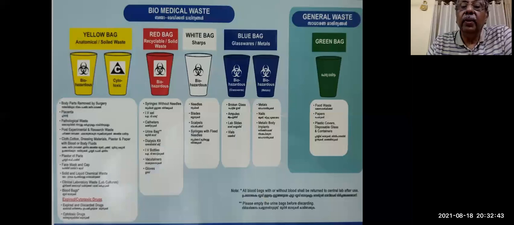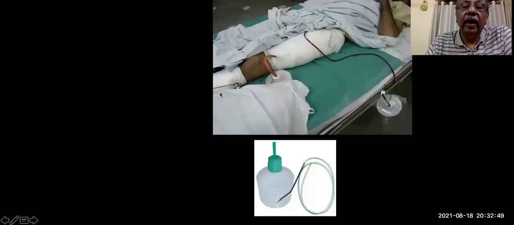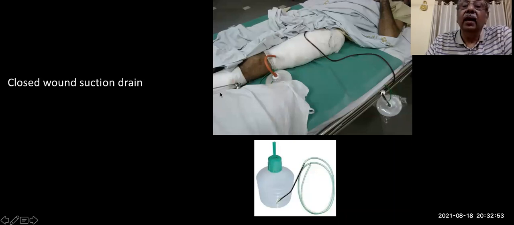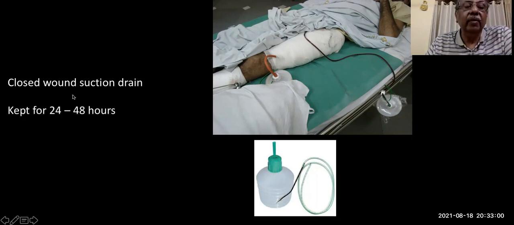You can look up. So what is the yellow bin? What is the red bin? What is the white bag? And what is the blue bag? Okay. Then closed suction drain or Romovac drain is another thing that can be asked. It will be there in the ward.